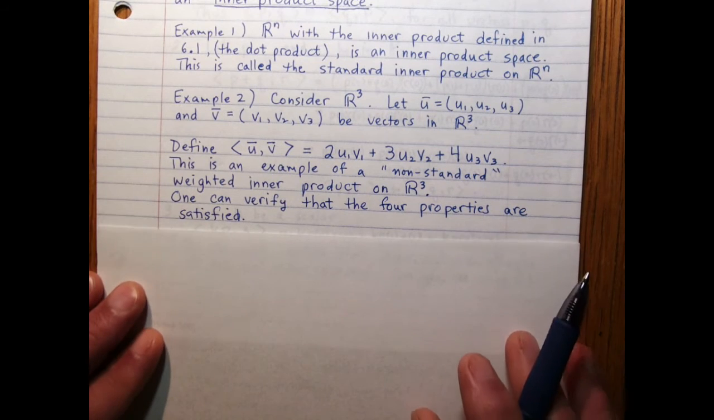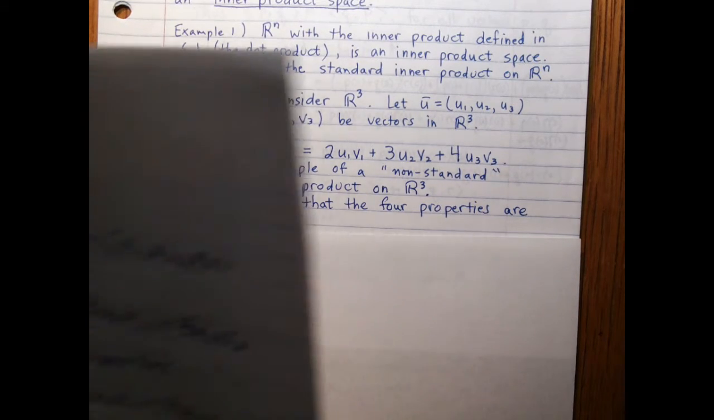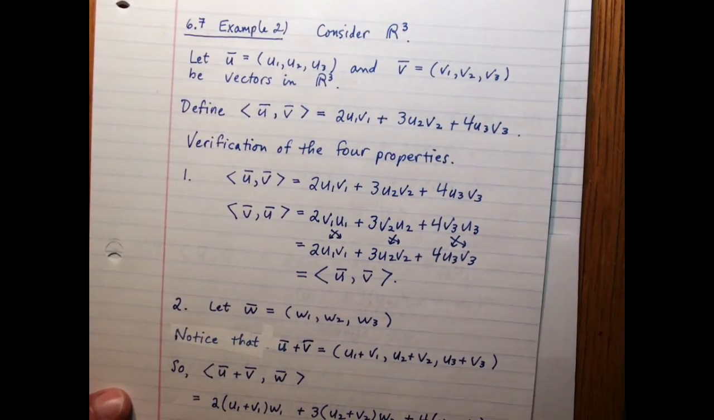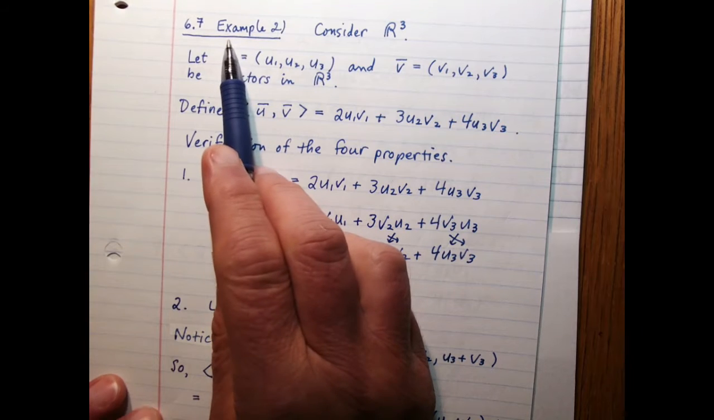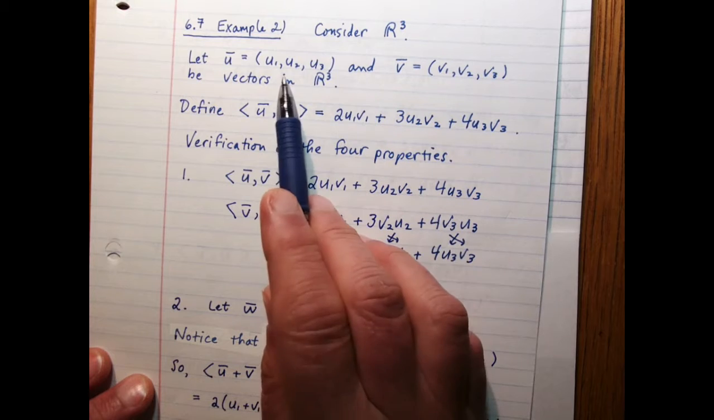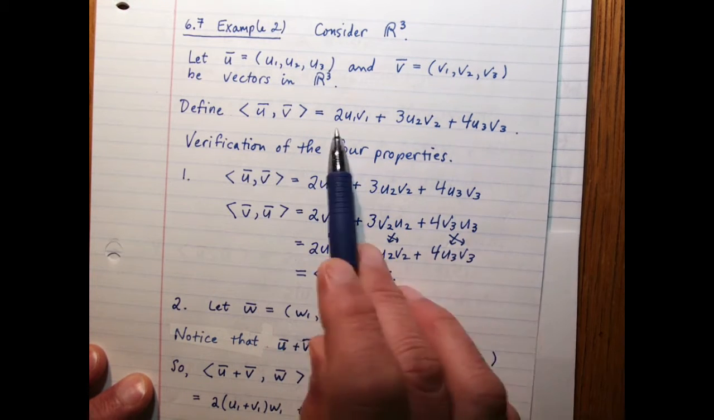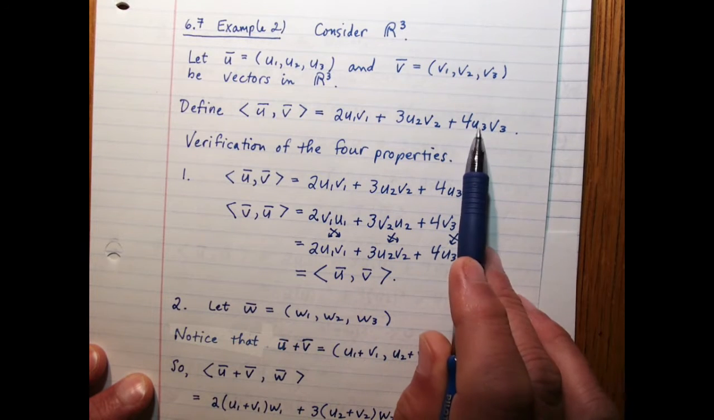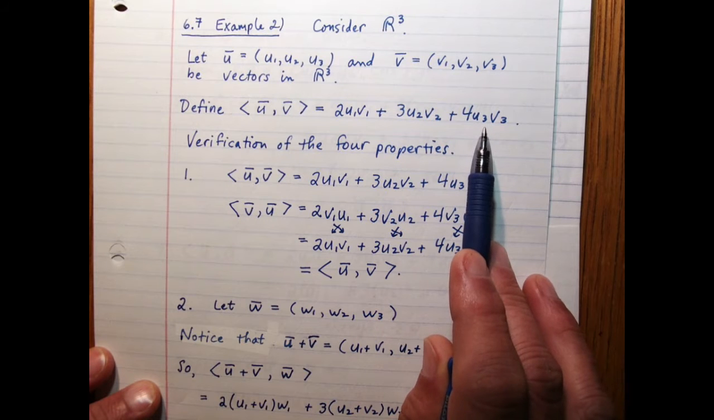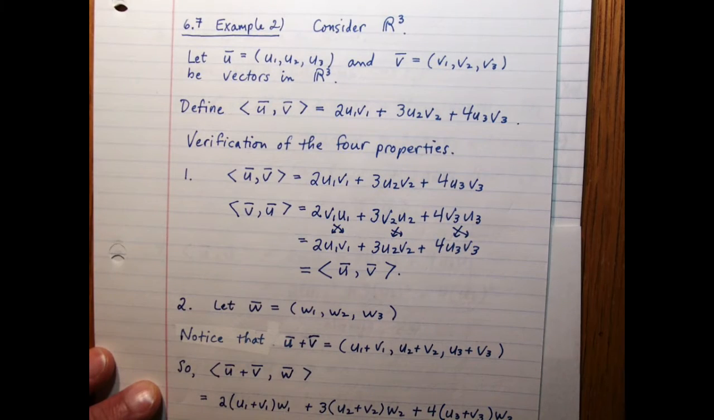And let's just go through and actually verify those 4 properties. I wrote this up ahead of time because this is not hard, but I do want you to see it. So here's our example that we're talking about here, example 2 in 6.7. We're in R3, so let U and V be vectors in R3. We're defining this weighted inner product. So this is the same inner product that I wrote on my 6.7 handout. And we're actually going to verify the 4 properties now, 1, 2, 3, and 4. So let's go down the line.